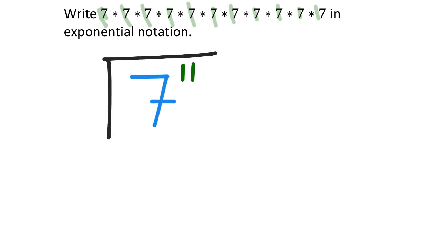Now in this problem, we know the base is 7 because it's the number that's being multiplied by itself over and over and over. The question is, how many 7s are being multiplied together? Let's count them. 1, 2, 3, 4, 5, 6, 7, 8, 9, 10, 11. So the power or exponent of the base 7 is 11. And this would be that math expression written in exponential notation.